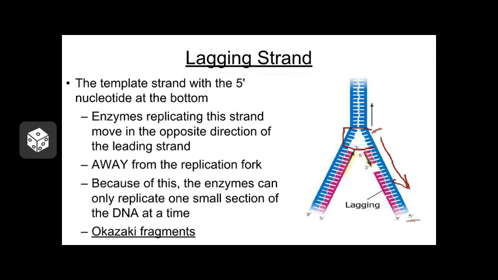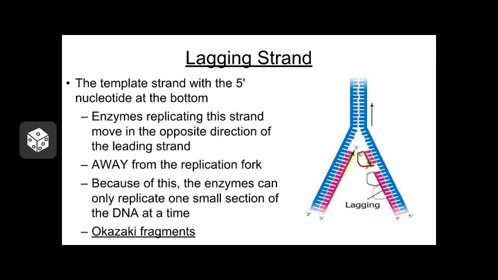And because the replication fork is opening behind it instead of in front of it, it means that it can only lay down new nucleotides in little chunks. It might have laid these nucleotides down first, and then it had to wait for the fork to open behind it. Then it can come back and lay down these guys, and then it waits, and it can lay down these guys, and here it is laying down some new nucleotides again. The fork is now open behind it so it has room, and now it's going to be laying down these nucleotides.